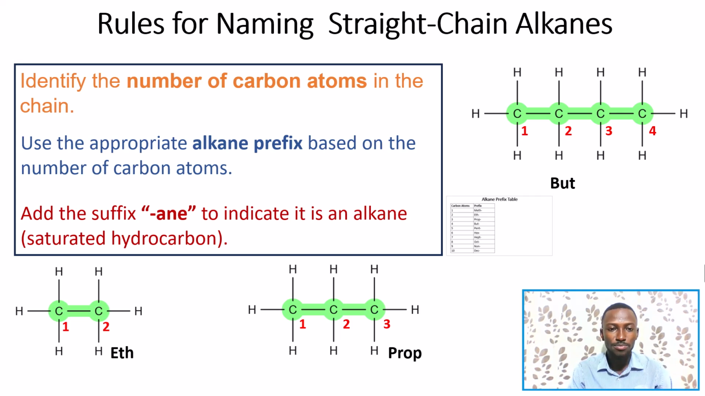So let's go. We have ETH. If we add A-N-E, it becomes ethane. Then the next one becomes propane, and the last one becomes butane. So these are the examples you have on the screen. All these are saturated hydrocarbons. So the name of an organic compound helps you know whether it's an alkane or any other group.